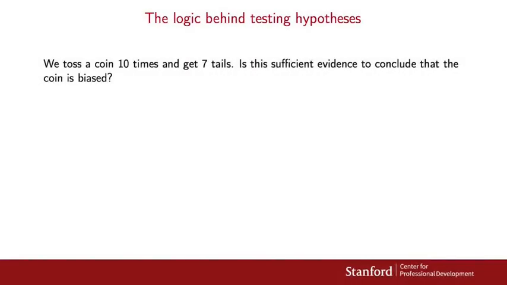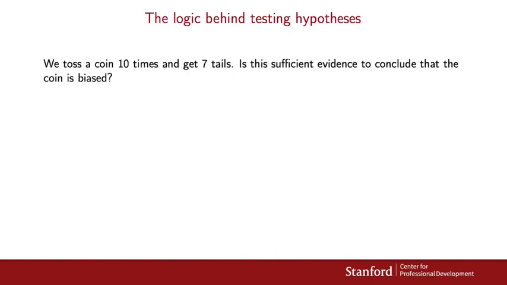Suppose we toss a coin 10 times and we get 7 tails. Now we can start wondering whether the coin is fair. So the question becomes, is getting 7 tails sufficient evidence to conclude that the coin is biased? This is a question that's being addressed by what's called hypothesis tests.